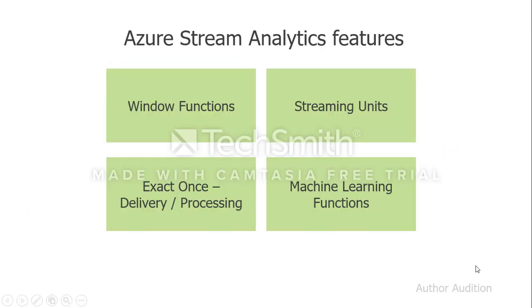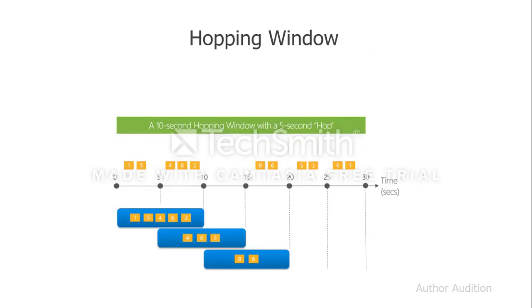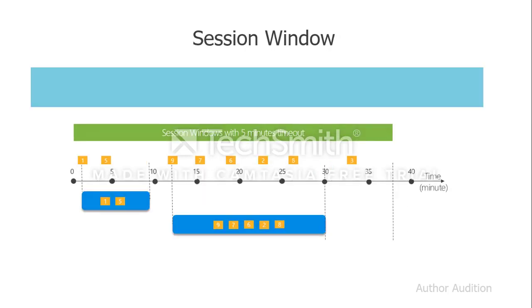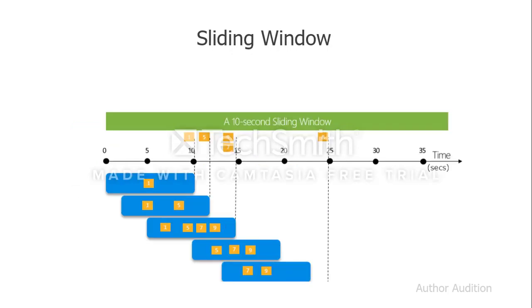Next, let us cover off some of the use cases of windowing functions using the car toll booth as an example. Hopping window. This gives an aggregation of the number of cars tolled over the past 10 seconds with 5-second hops. Session window. This provides an aggregation of the number of cars tolled within 5 minutes of each other.